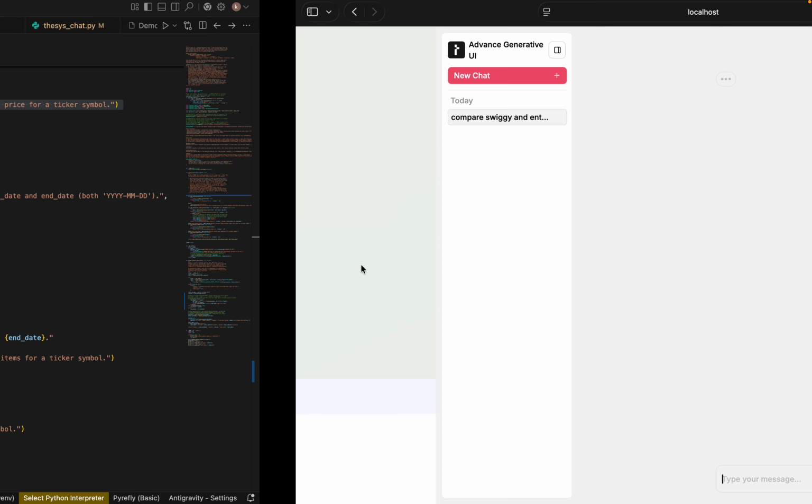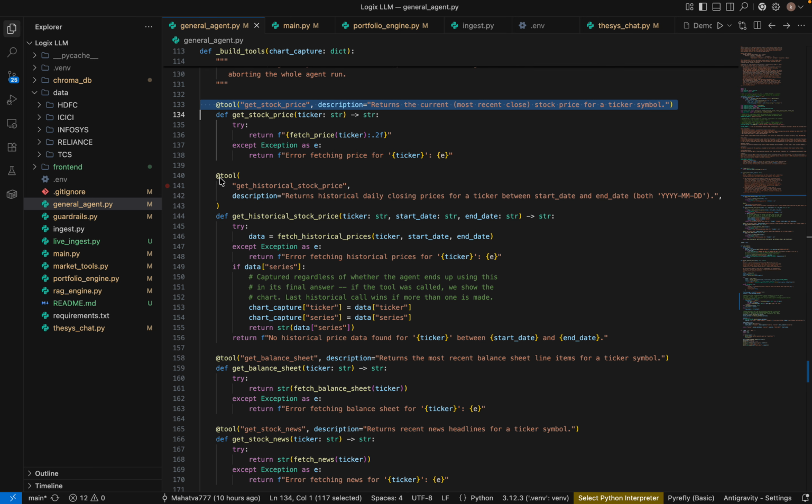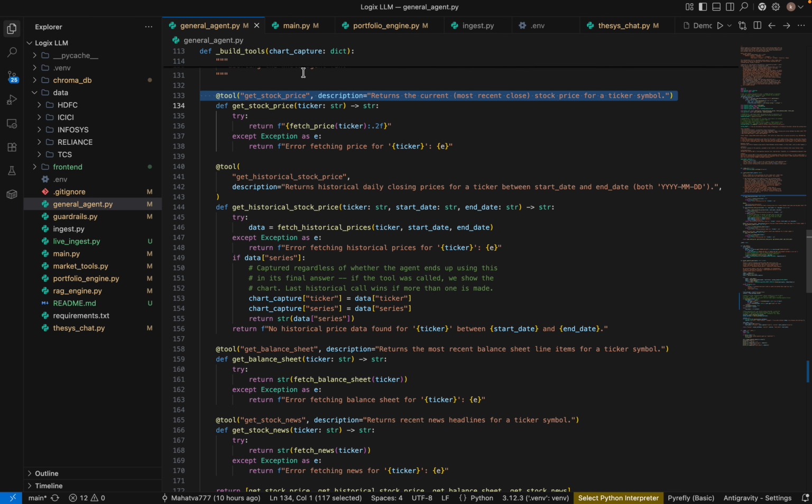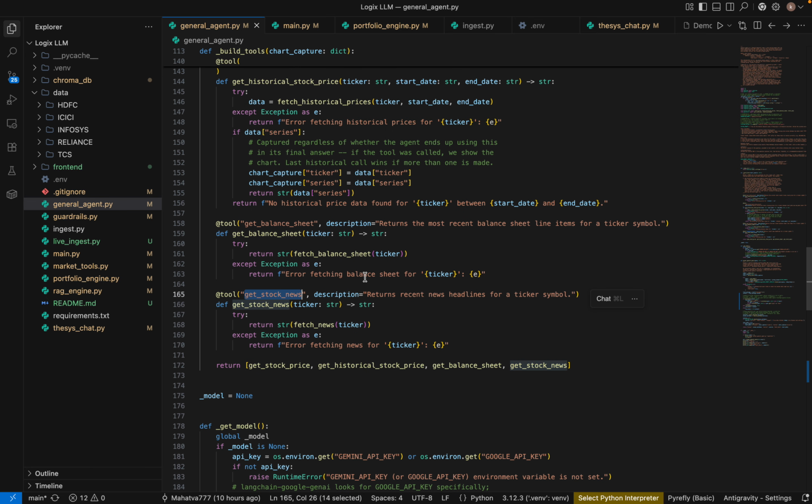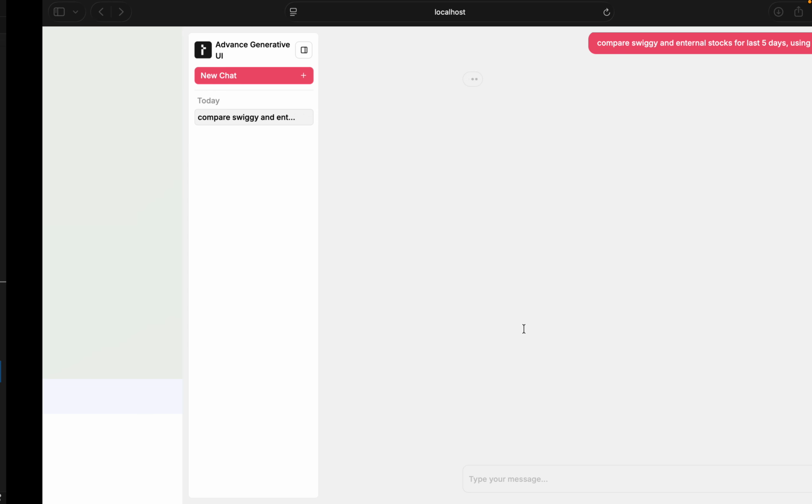Let me just give you a quick look at the agent. We have used 4 tools here: get stock price, get historical stock price, get balance sheet, and get stock news. These are the 4 tools integrated in the agent, which do their work at the back end.